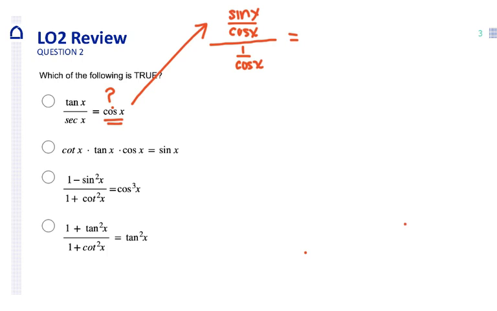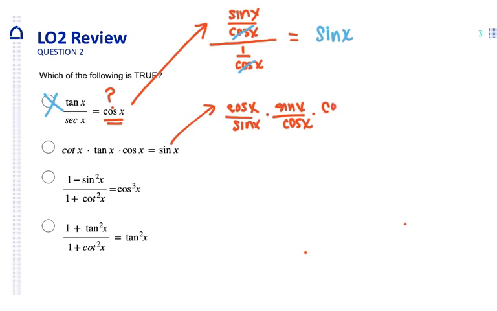Well, if we have divide by cosine, that cancels, and this simplifies to be sine x, not cosine x. So we're going to say no for the first. Let's look at the next one. We've got cotan x, which is cosine x over sine, tan, which is sine over cosine, and cosine, and we're wondering if that equals sine x. Well, let's cancel where we can. That cancels with that, and we're left with cosine x. So again, not quite what we wanted, so this one is not true.